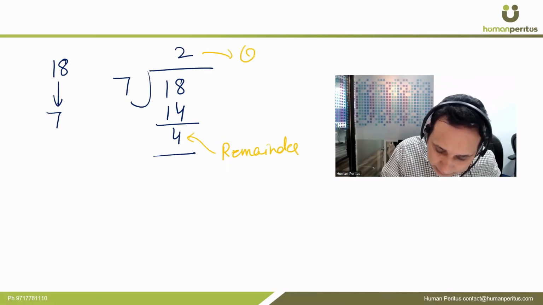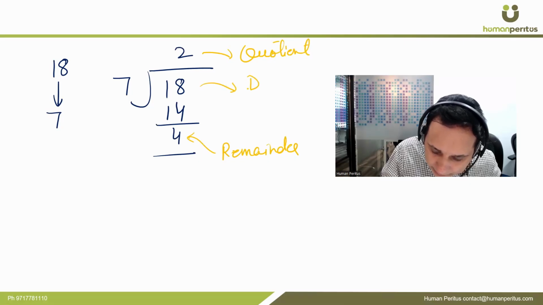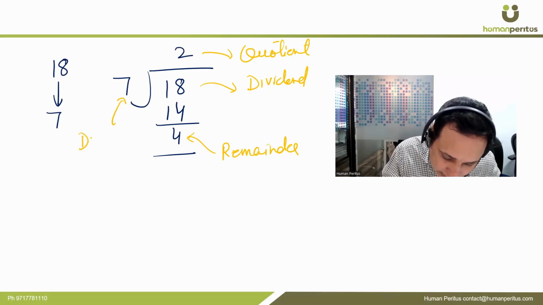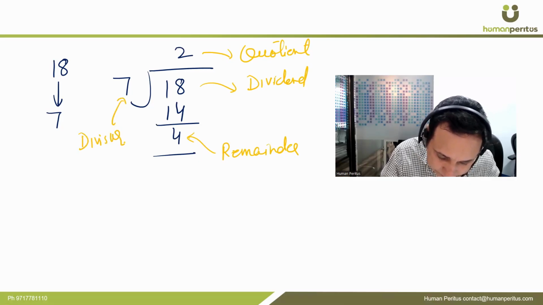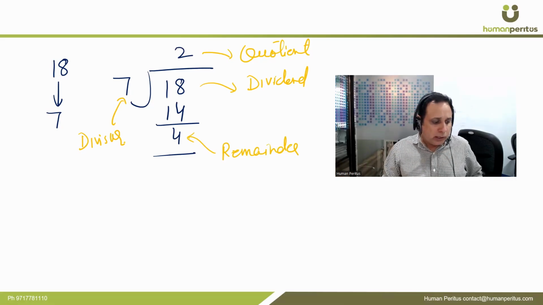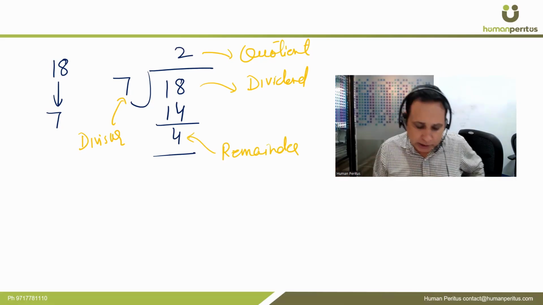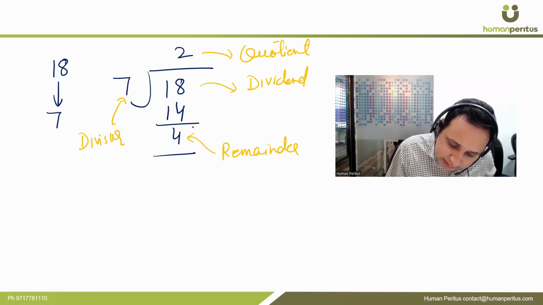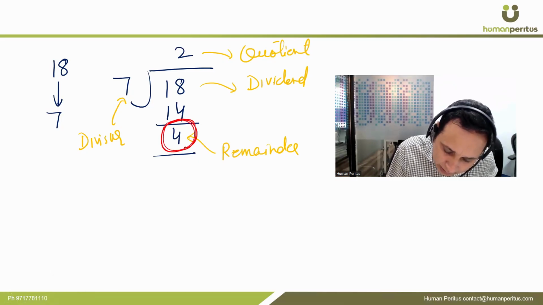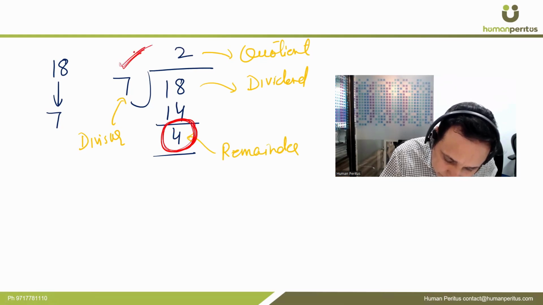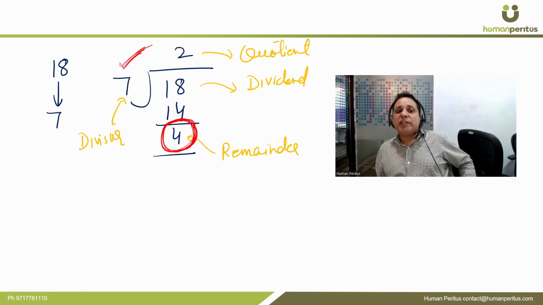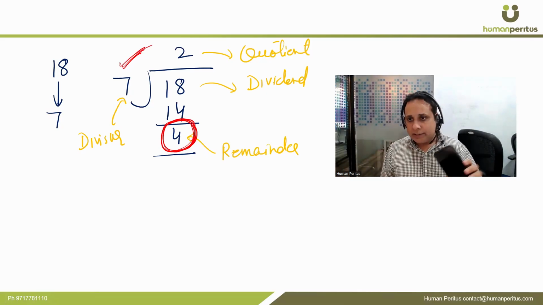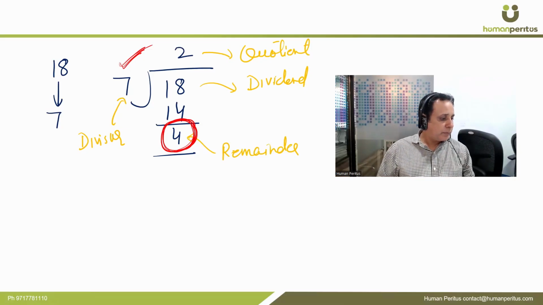This is known as quotient. This is known as dividend. And this is known as divisor. Okay. So three, four things to note. Number one, this remainder, this number will always be less than this number. So your remainder will always be less than the divisor. This is the first thing.